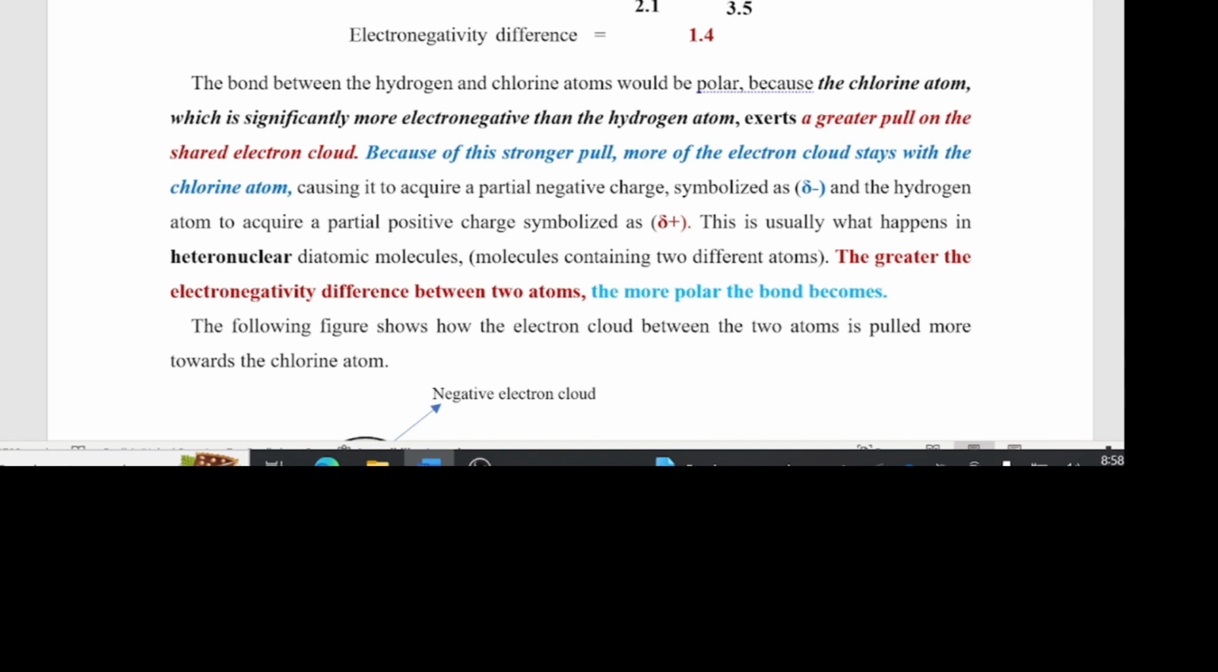The bond between hydrogen and chlorine atom is polar because the chlorine atom, which is significantly more electronegative than the hydrogen atom, exerts a greater pull on the shared electron cloud. Because of this stronger pull, more of the electron cloud stays with the chlorine atom, causing it to acquire a partial negative charge, symbolized delta negative, and the hydrogen atom to acquire a partial positive charge, symbolized delta positive. This is usually what happens in heteronuclear diatomic molecules, molecules containing two different atoms. The greater the electronegativity difference between the atoms, of course, the more polar the bond becomes.